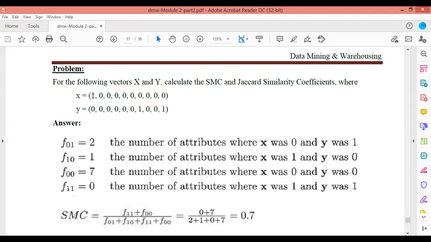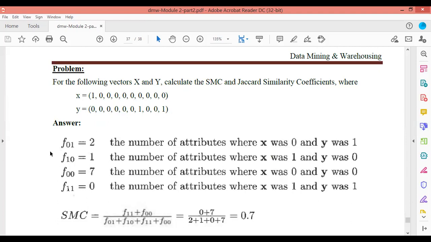This 1 stands for the first attribute value, 0 stands for the second attribute value, and 0 stands for the third attribute value. And again, this is fourth, fifth, and so on. And here also Y is one of the vectors, and these values stand for the attribute values. This is the first attribute value, this is the second attribute value, third, like that.